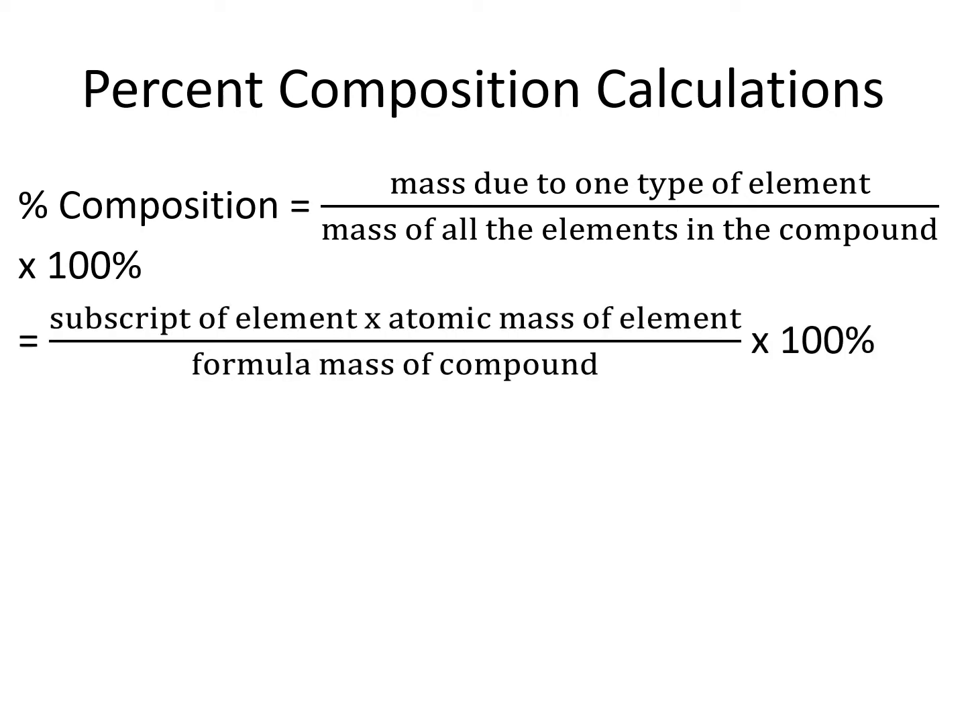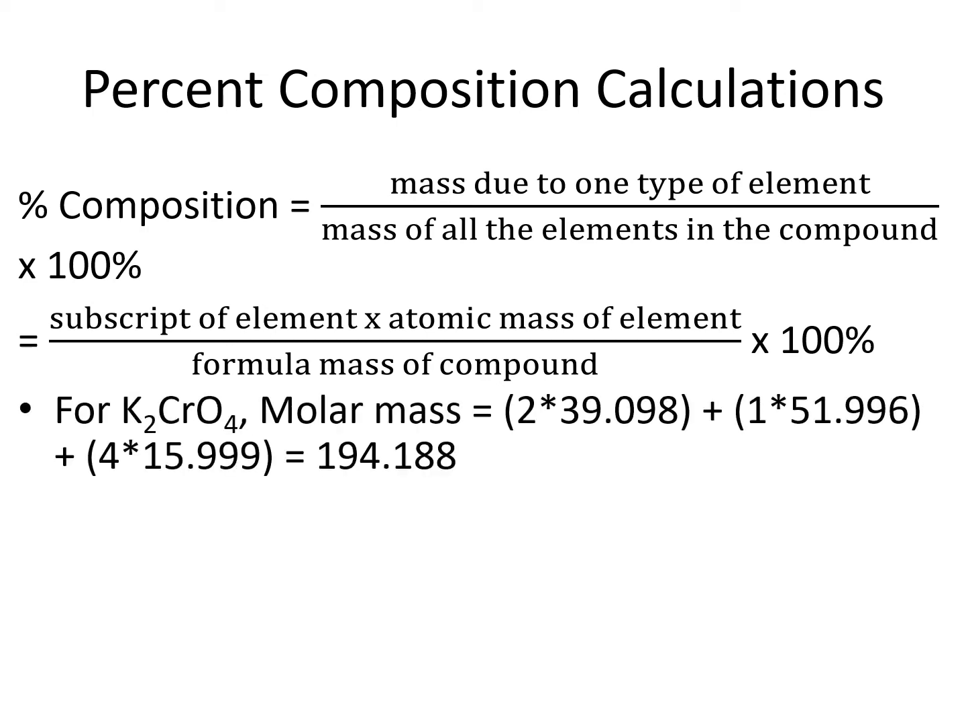Another way to think about it is we're going to take the subscript of a particular element and multiply it by the atomic mass of that element from the periodic table. Then we divide by the formula mass of the compound, that is, the mass of the whole thing. Then we multiply by 100.